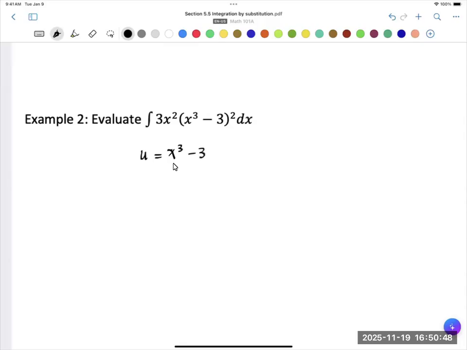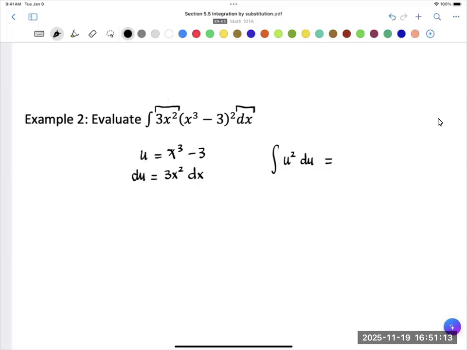Now after letting u, we're going to take the derivative. So du will be equal to 3x squared dx. And that 3x squared dx is the du. So when we put that back into our integral, we're going to have u squared, and then 3x squared dx will be du. And again, this is going to be the power rule.